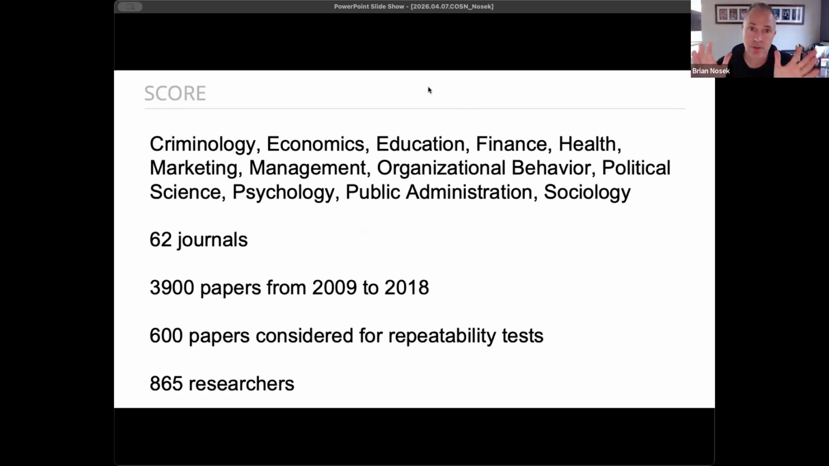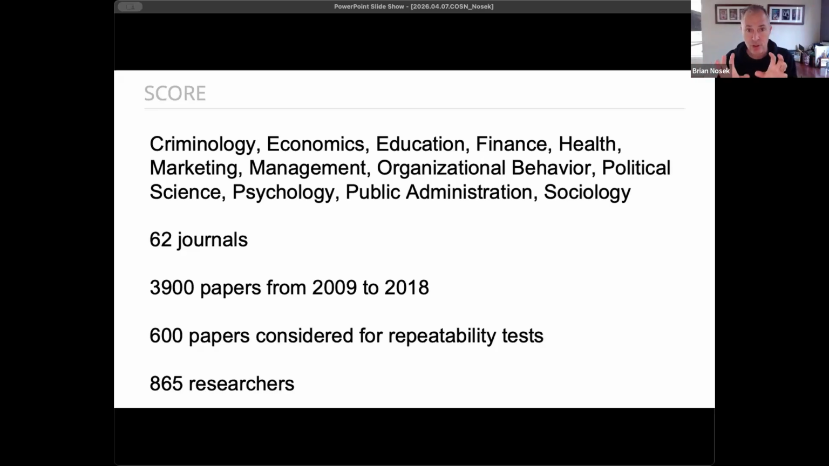So our sample for SCORE was to take 62 journals from across a variety of different fields in the social and behavioral sciences. You can see here we looked at criminology journals, economics, education, finance, health research, marketing, management, organizational behavior, political science, psychology, public administration, sociology. So a wide range of quantitative social and behavioral research.